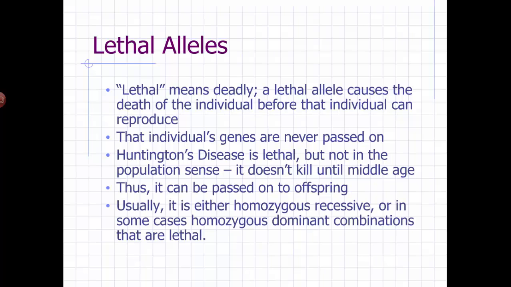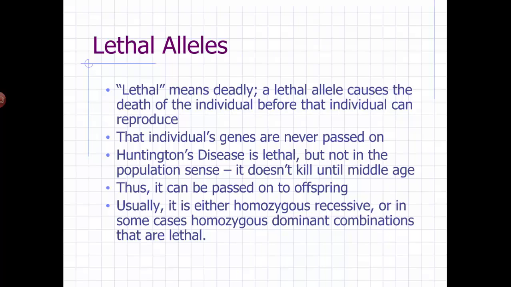Okay, but there are diseases like Tay-Sachs disease, for example, that is lethal in that it kills 100% of the people who have it, usually before they're 5 years old. No chance of passing those genes on. And yet it still persists. Usually lethal alleles are homozygous recessive, usually. So most of the things like Tay-Sachs disease, for example, is a homozygous recessive disease.